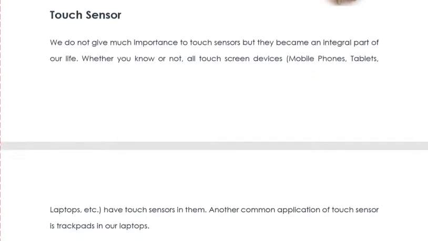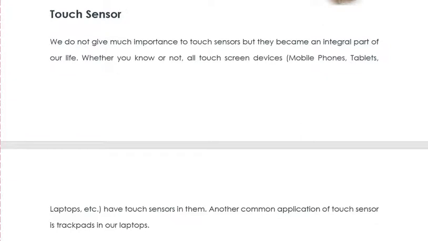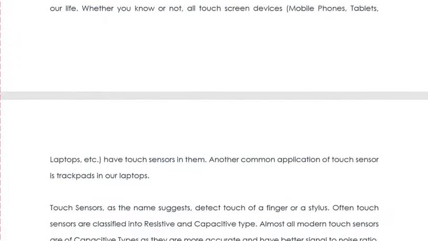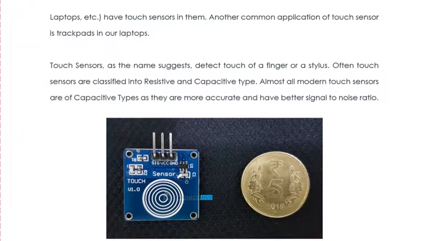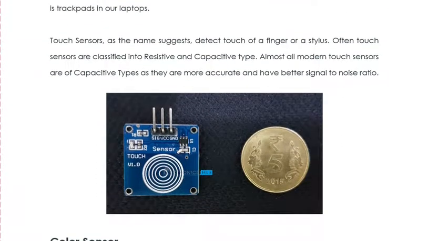Next, we have your touch sensors. We do not give importance to touch sensors, but they became an integral part of our life. Whether you know or not, tanan-tanan nga mga touchscreen devices have touch sensors in them. Another common application of touch sensors ara sa trackpad sa aton nga mga laptops. Touch sensors, as the name suggests, detect touch of a finger or a stylus. Often touch sensors are classified as resistive and capacitive type. Almost all modern touch sensors are of capacitive type as they are more accurate and have better signal to noise ratio.